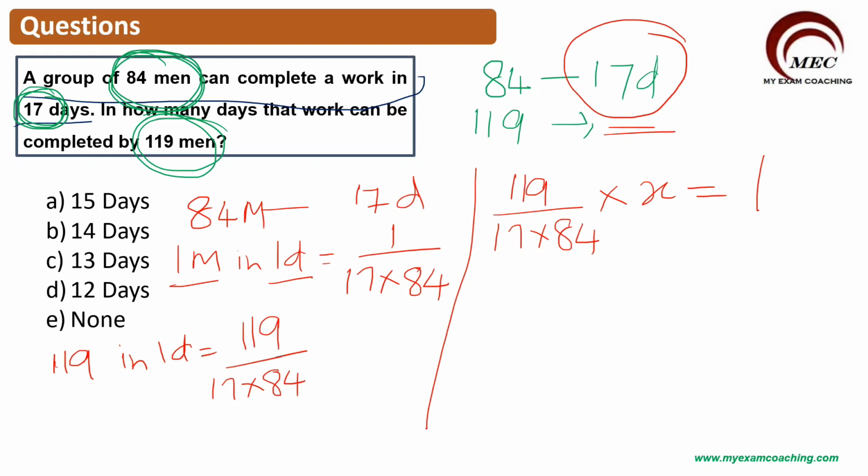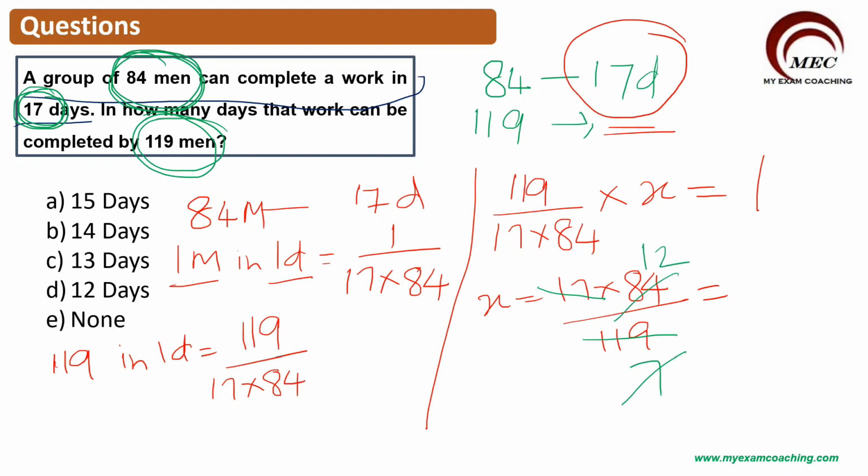Now here you have to find out what X is. X will be equal to 17 into 84 divided by 119. When you do it, 17 and 119, you can cut it. 17 will go into 119 how many times? 7 times. The 7 and 84 you can cut how many times? 7 12s are 84. So X is equal to 12 days. So 12 days is the correct answer. Accordingly, we can mark 12 days. Answer D is the correct answer.